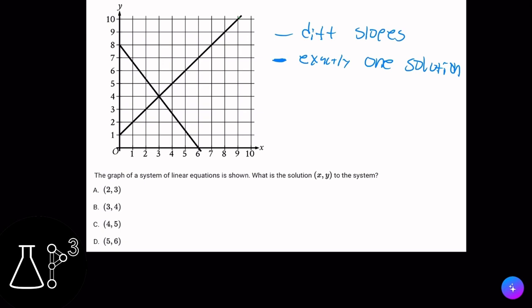So let's analyze the graph. The point where they intersect is at 3, 4. So we can write it as the point 3, 4. And now what I want to do is compare it to my answer choices, which will ultimately be B. So in this specific question, all you've got to do is see which point both lines intersect at, and it'll be 3, 4.